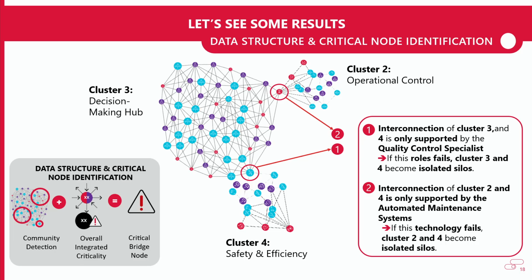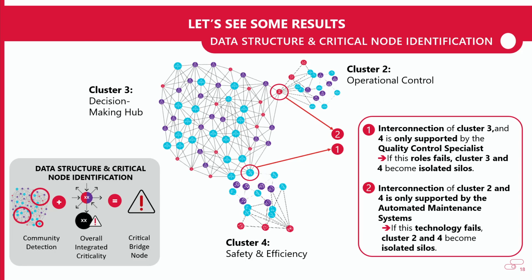Then we cross this community detection with the analysis of how these subclusters are connected together. In these examples here, you see that we represented cluster 3, cluster 2, and cluster 4. And you see that my cluster 3 and cluster 4 are linked by one single entity, my quality control specialist we already saw in the previous slide. That means that if for any reason that single entity fails, both cluster 3 and cluster 4 become isolated silos.